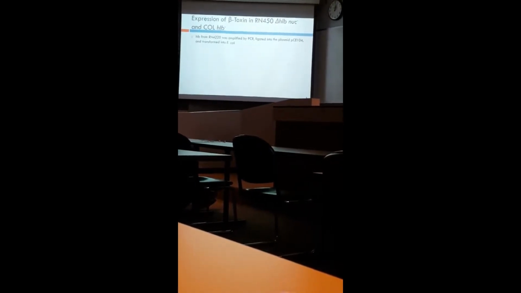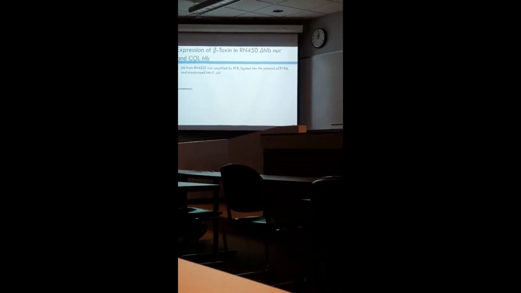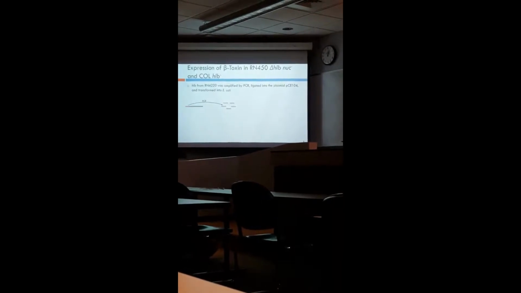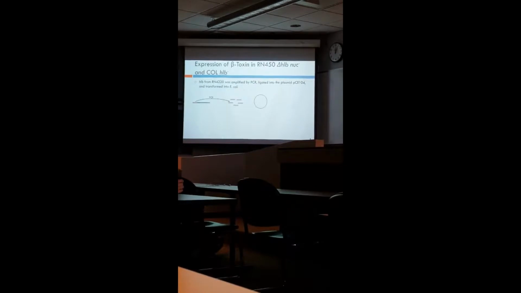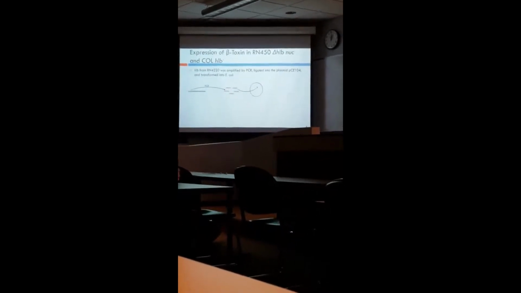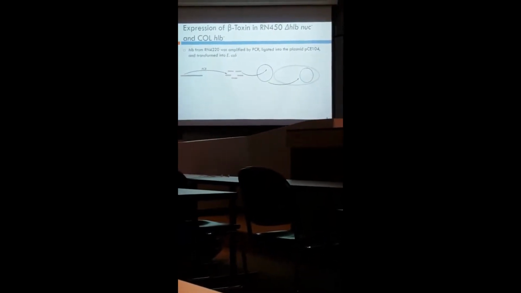So here they look at the expression of beta toxin in those two strains that they made. So the HLB gene from RN4220. Here is the bacteria, and the red here is the HLB gene. They amplified that gene by PCR, specifically targeting for it, and then they ligated it into this plasmid PCE104. Then when they added it to the plasmid, they could transform that plasmid into E. coli.